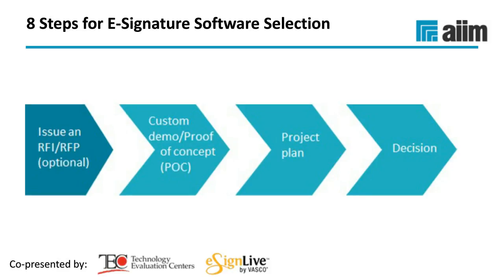Now, step five is that you're ready to issue the RFI or RFP. You can send the formal request for information or request for proposal to the eSignature software vendors. In addition to seeing what the vendors have to offer and their pricing models, this step also helps you identify how responsive a vendor is to your company's requests. And step six, we recommend that you request a formal demonstration from the vendor. This is key and shouldn't be skipped.